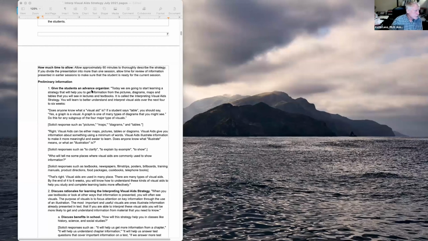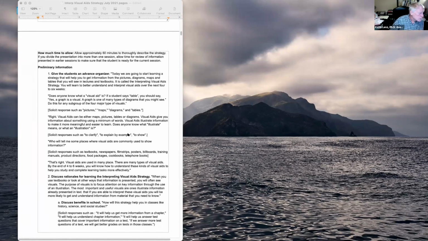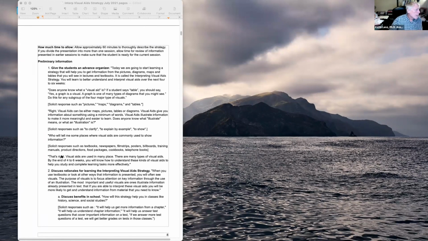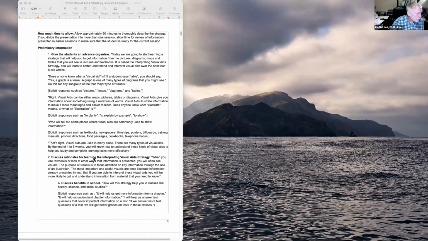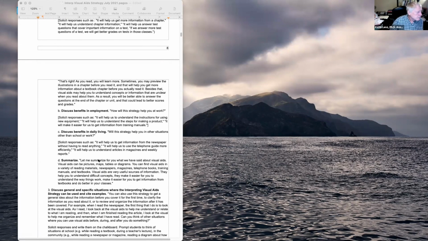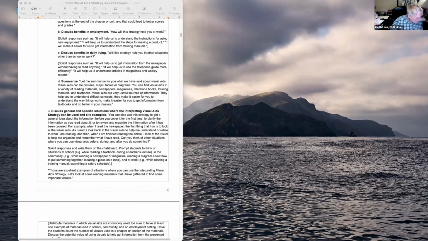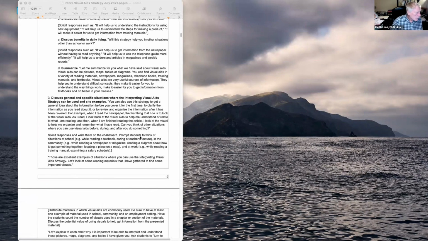So here, give the students an advanced organizer. We're going to start learning about this, and it talks about defining visuals. It talks about what we mean by clarifying information. Where might they use these? Newspapers, film strips, posters. Rationales for using this: discuss benefits in school, employment, daily living, and then the kind of situations where they might find this useful. Prompt students to think of situations at school, while reading a textbook, during a teacher's lecture. Many teachers now use graphic organizers to teach, and so they are diagrams that fit within the strategy.